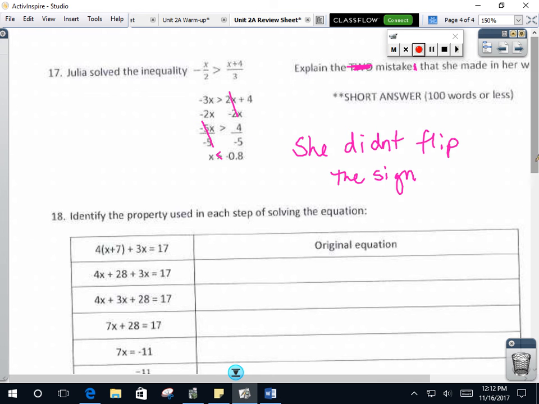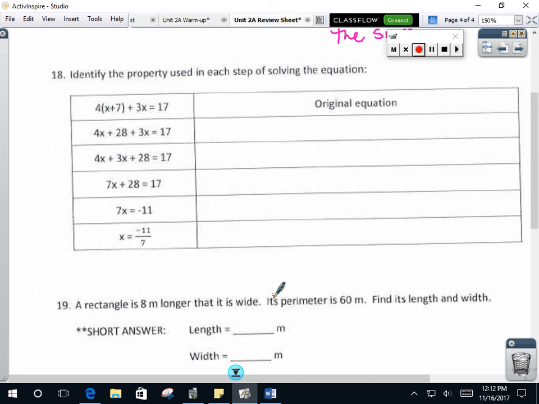Okay, number 18. Identify the property used in each step of solving the equation. Okay, if you solve something like 4 and then parentheses x plus 7 plus 3x equals 17, what would you do? Okay, does that look like what they did? Yes, 4 times x made the 4x, 4 times 7 made the 28. So the first step is distributive property.